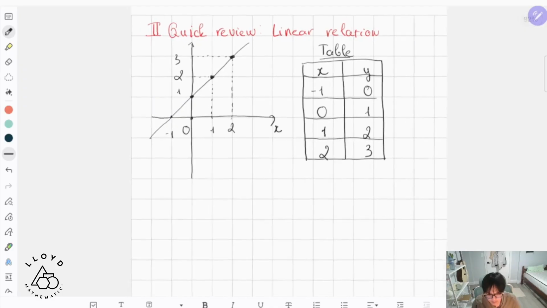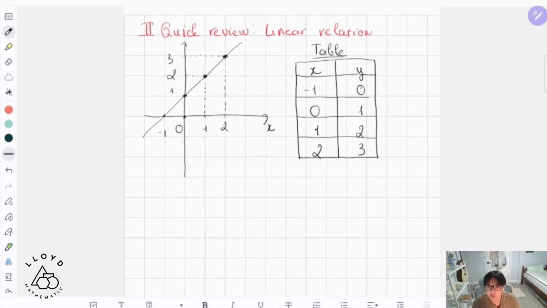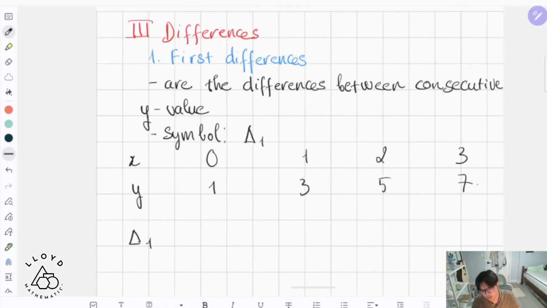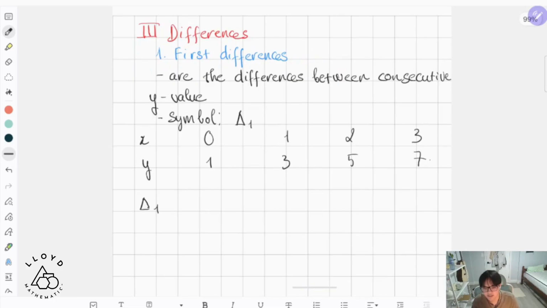Okay, and what do we learn today? How can we differentiate the quadratic relation and the linear relation? So I will quickly mention the next definition, which is differences. In this we will learn about first differences and second differences. The first differences are the differences between consecutive y values. And the symbol is delta 1.